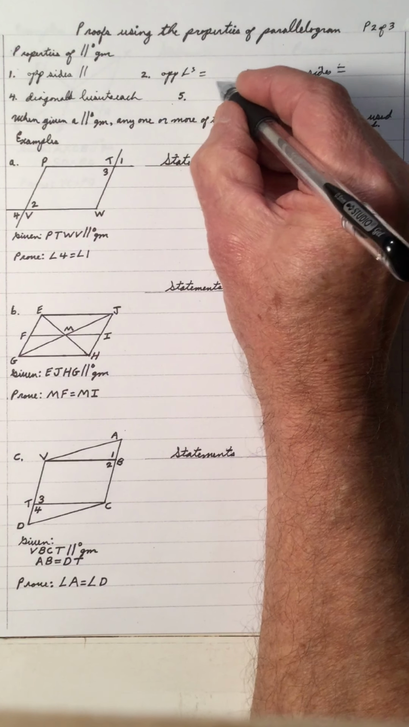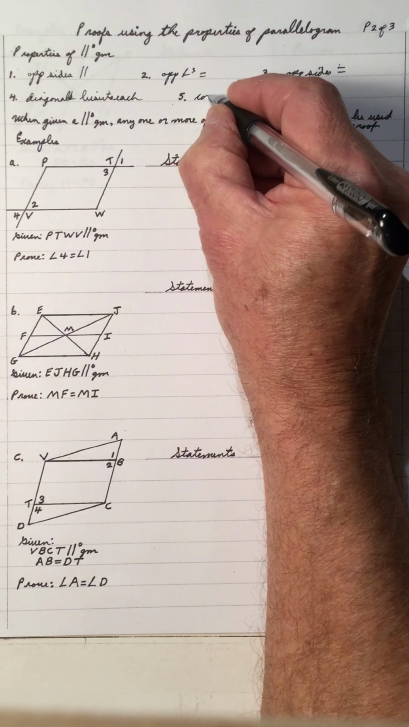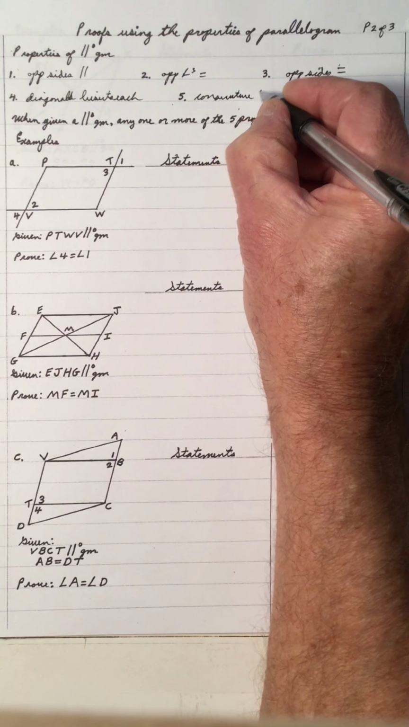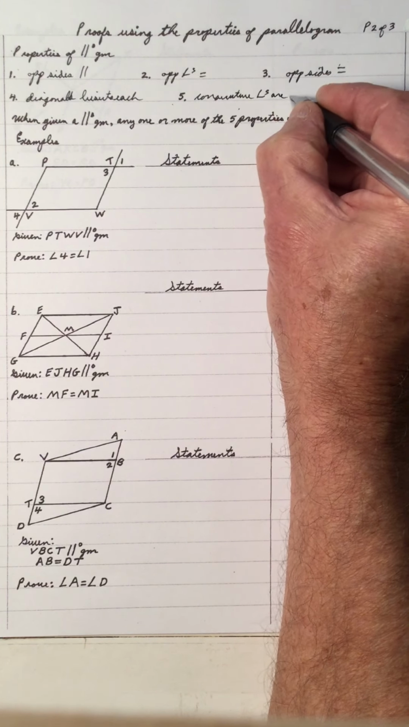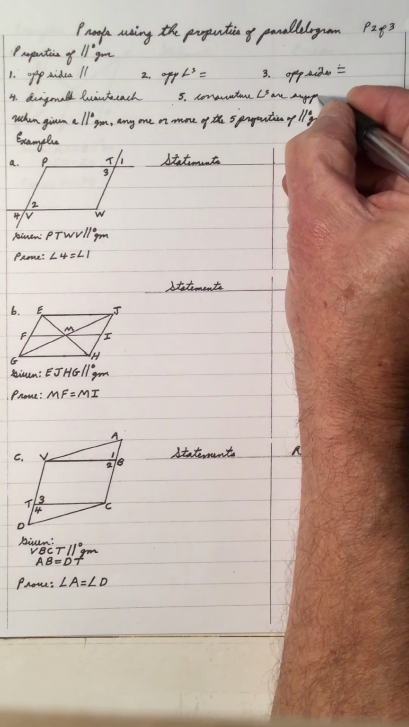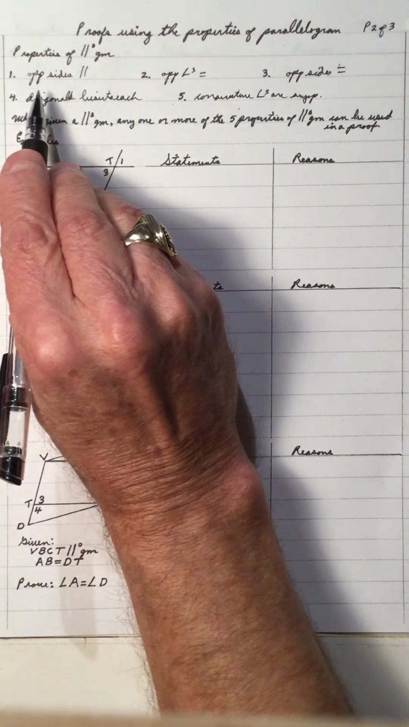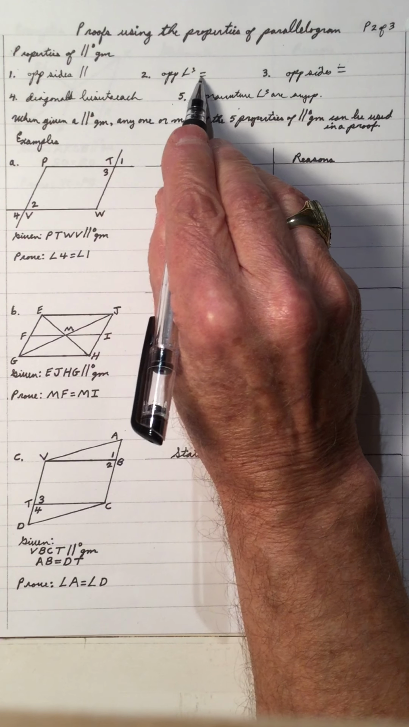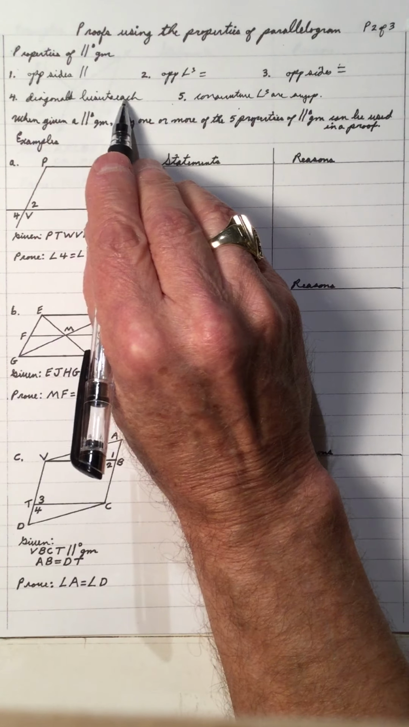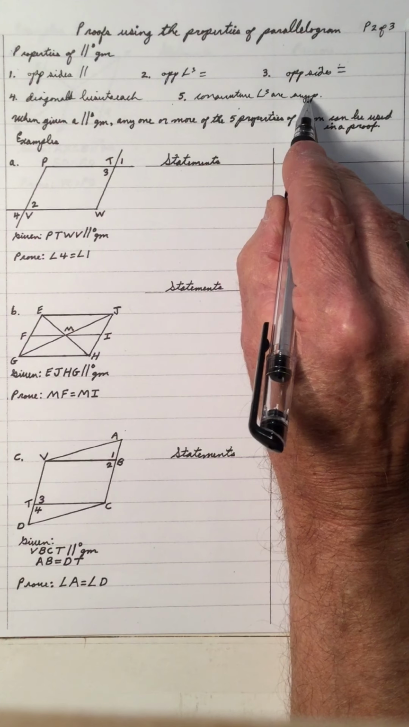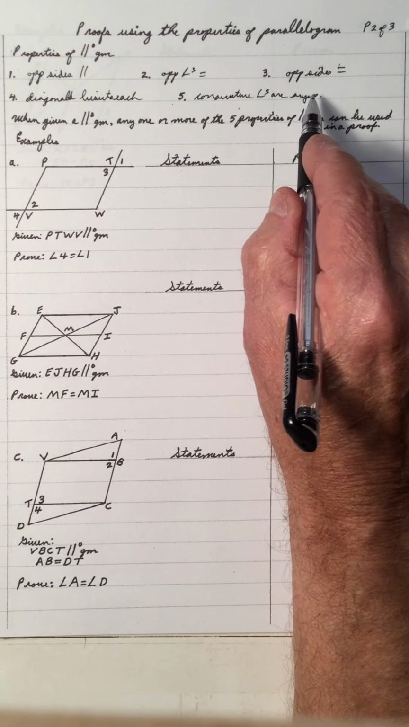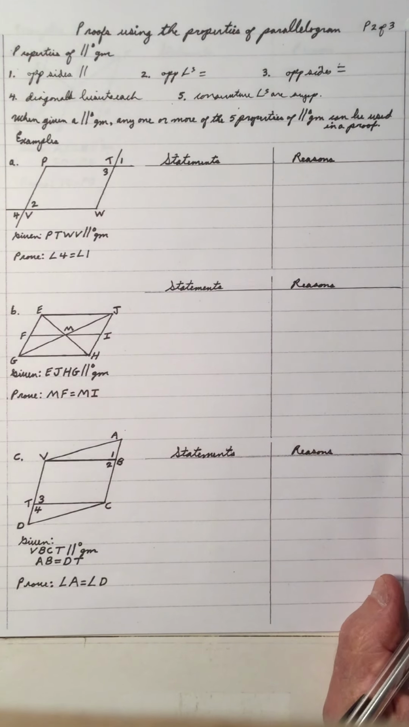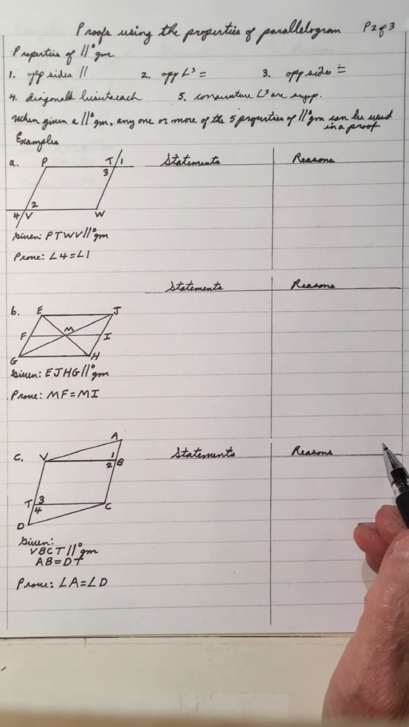And another property is that consecutive angles are supplementary. So opposite sides parallel, opposite sides equal, opposite angles equal, the diagonals bisect each other, and consecutive angles are supplementary. Those are the properties of a parallelogram that I'm going to use when I do these proofs.